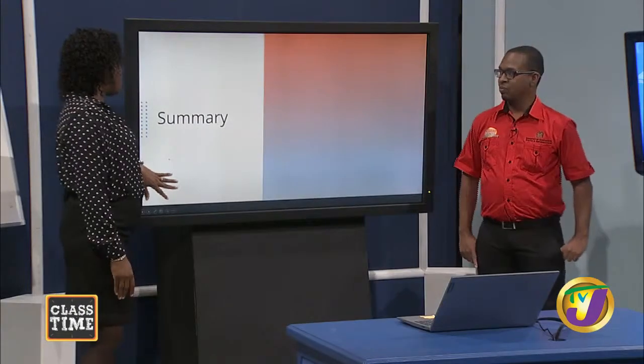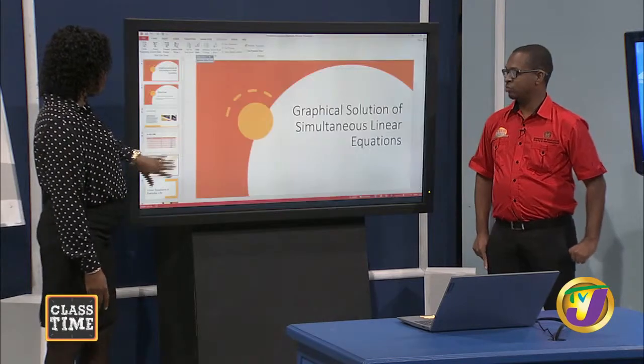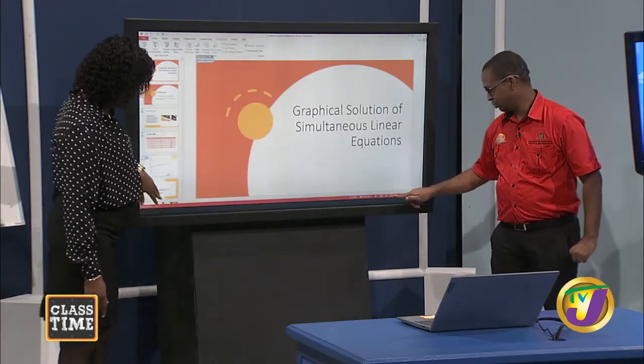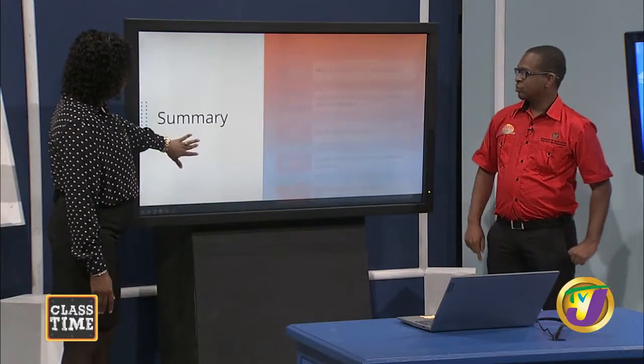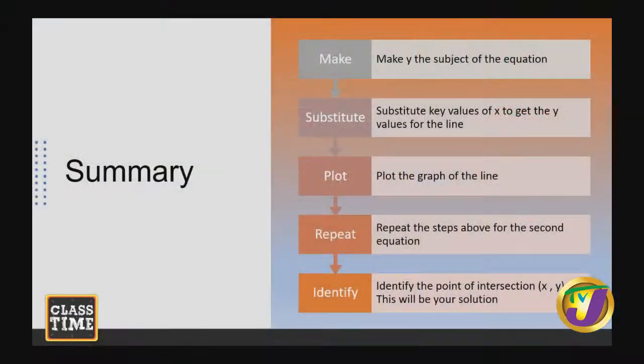All right, so let us summarize what we have looked at today. Basically we started off by making y the subject, then we substituted key values of x into the equations to get our points that we're going to plot on the graph. Then that would give us the first line, and we would need to repeat those steps to get the graph of the second line. And then we identify the point of intersection, if there is a point of intersection.